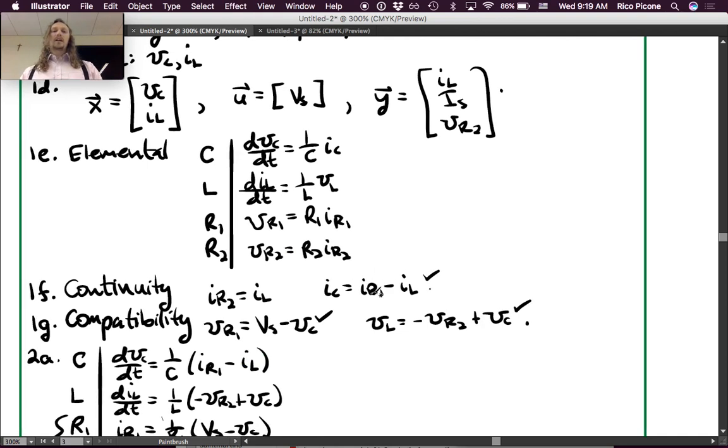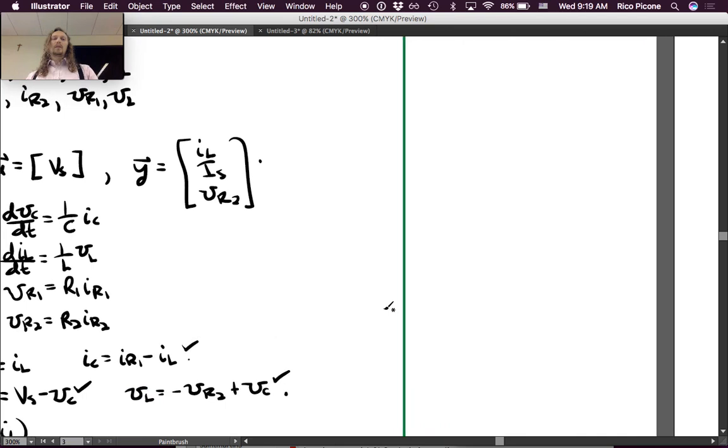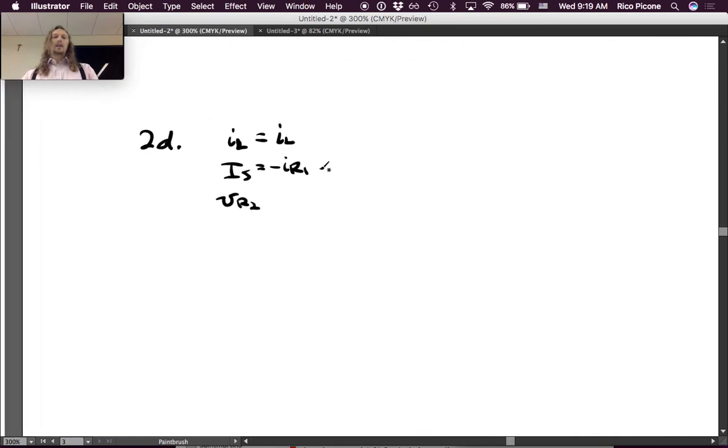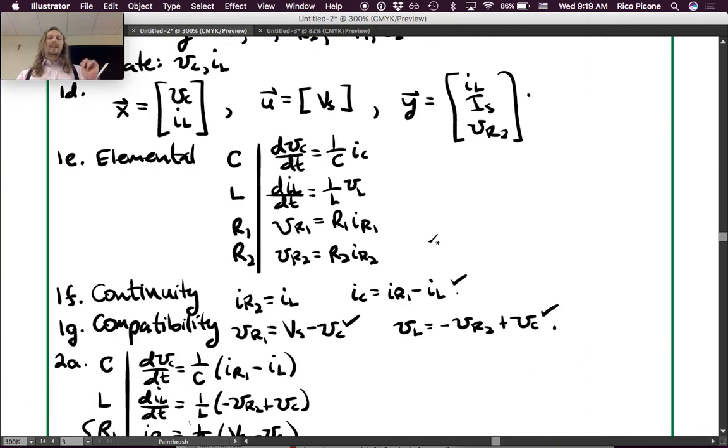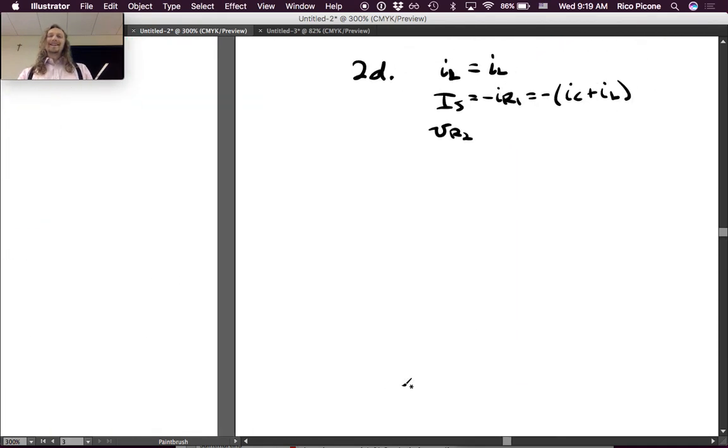Let's use this continuity equation. So IR1 is equal to IC plus IL, right? Now IL is a state variable, so that's good. But IC is not. So let's see. And I haven't finished this problem yet, so I might have given you guys something that was a little harder than I was meaning to. But let's see. Harder for us or harder for you?